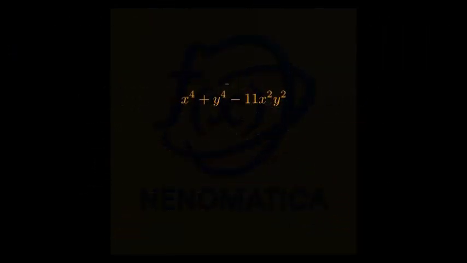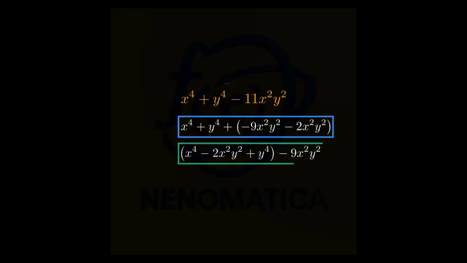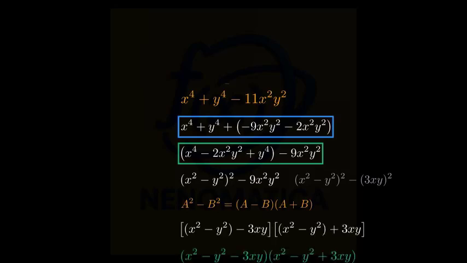We will factor the expression x^4 + y^4 − 11x²y². Step 1. Group terms into a pair that can complete a perfect square. Step 2. Regroup so the first three terms form a perfect square trinomial. Step 3. Recognize the perfect square and rewrite as a square minus a square. Then, apply the difference of squares identity. Finally, write the factored form in clean binomial factors.